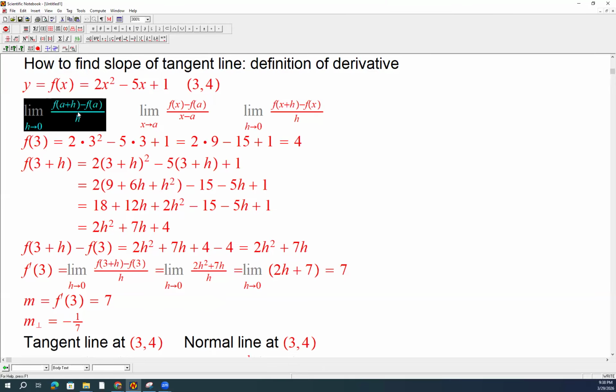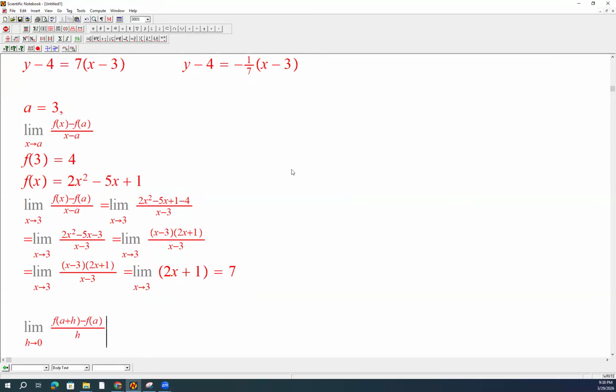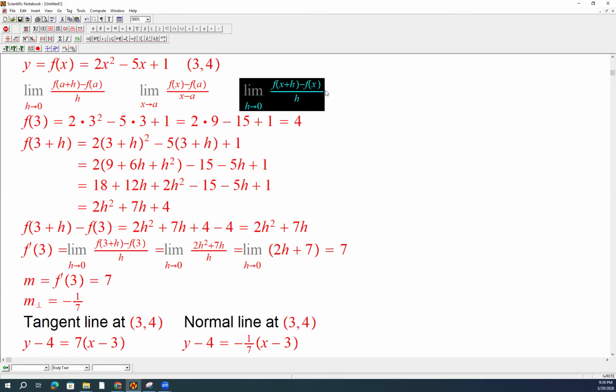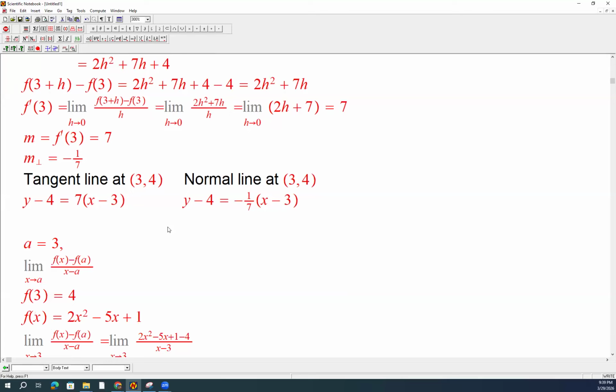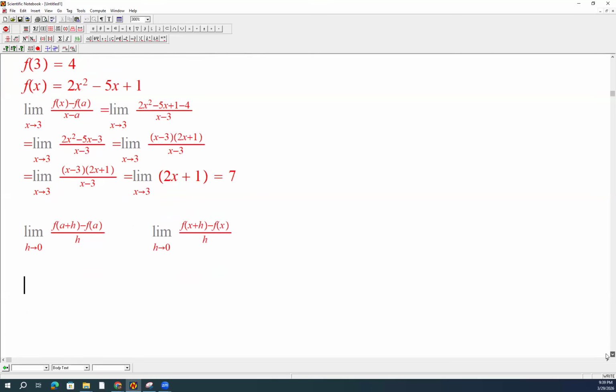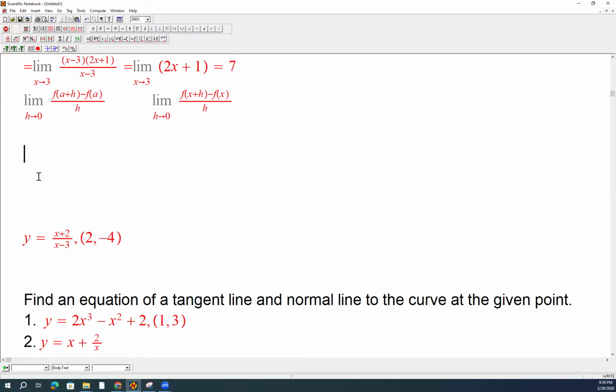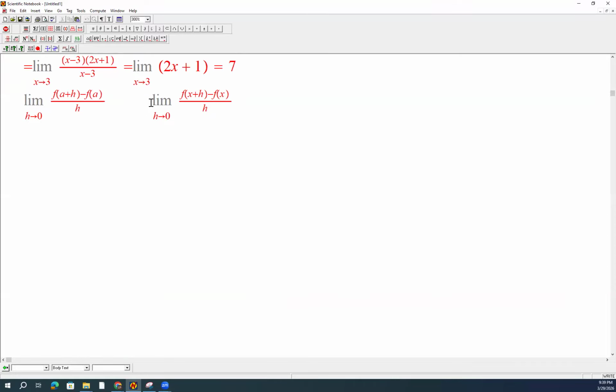Let me put these two together, the first one and the third one, without actually plugging in the value a. So we do everything symbolic. So this time I'm going to be doing the latter formula.